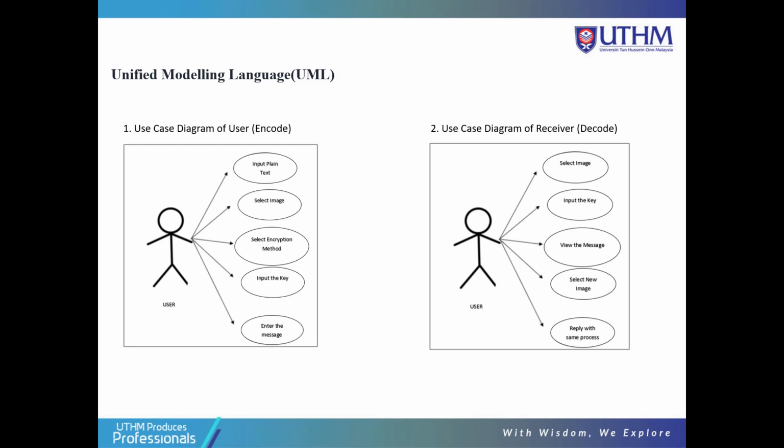For the UML part, the Unified Modeling Language part, first I would like to explain the use case diagram for the user. First, the user will input the plain text, then select the image, then select the encryption method, which is AES or Blowfish. Then the user will select the technique, LSB or DCT. Then the user will give a secret key and enter the message to be embedded. For the decoding part, it is the same. The user will select the image, input the key, view the message, select a new image and repeat the same process.